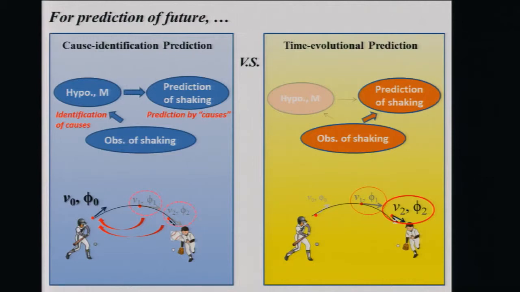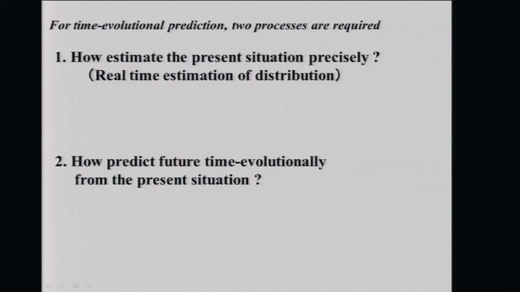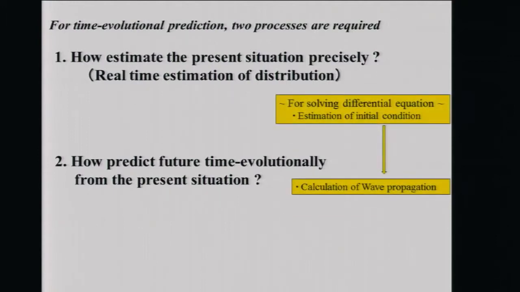So in our case, from observation of shaking, directly prediction of shaking, time-evolutionary prediction. For time-evolutionary prediction, two processes are required. First, how to estimate the present situation precisely, that is real-time estimation of the distribution. Second, how to predict future time evolution from the present situation. From the viewpoint of solving the differential equation, the first item corresponds to estimation of the initial condition. Second is the calculation of wave propagation. So estimation of the present situation and then prediction of future time evolution.